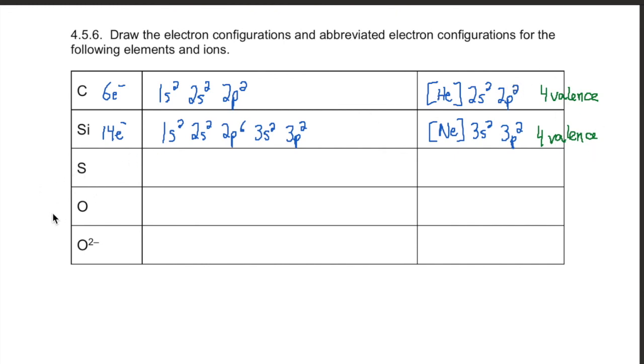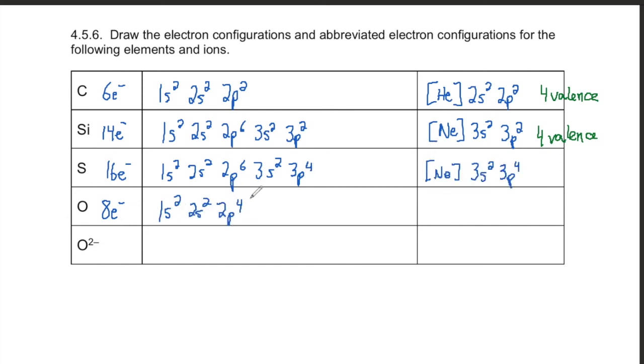Sulfur and oxygen are also part of the same family as each other. They're a different family from carbon and silicon. So we have 16 electrons for sulfur, 8 electrons for oxygen. So sulfur is ending its p orbital with 4 electrons in it. And oxygen is also ending its electron configuration with 4 electrons in a p orbital, the 2p instead of the 3p this time. And so both of these elements have 6 valence electrons.